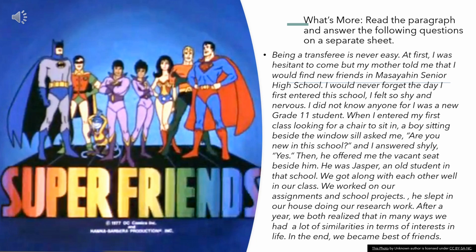We got along with each other well in our class. We worked on our assignments and school projects. He slept in our house doing our research work. After a year, we both realized that in many ways we had a lot of similarities in terms of interest in life. In the end, we became best of friends. Now let's proceed to the questions.